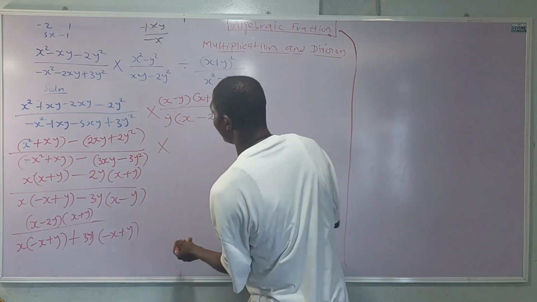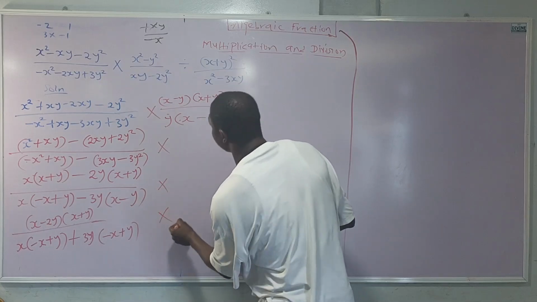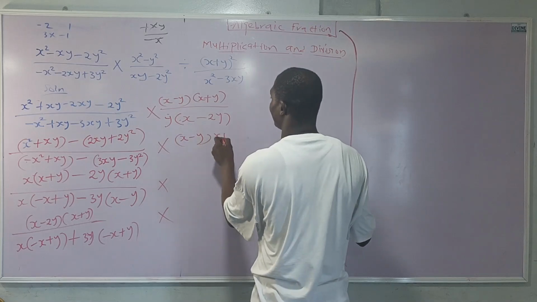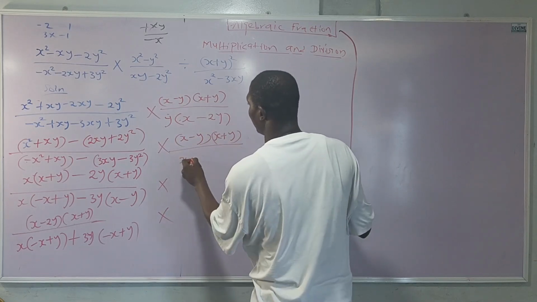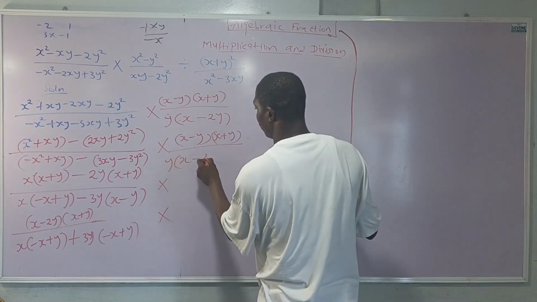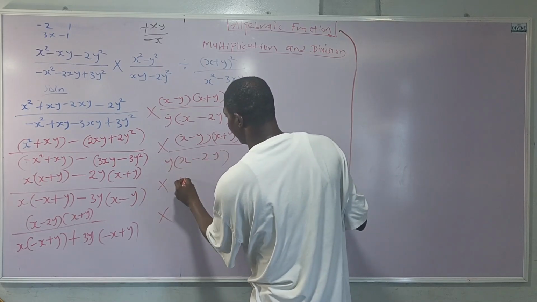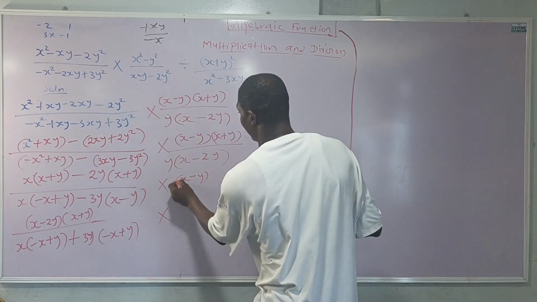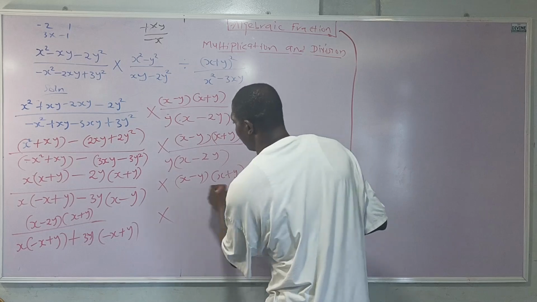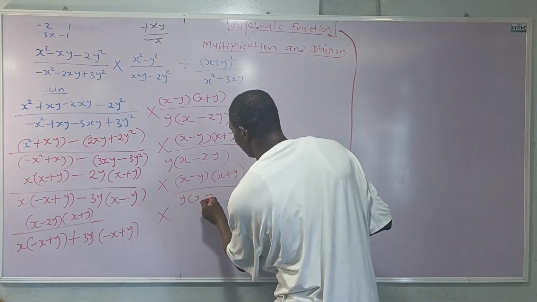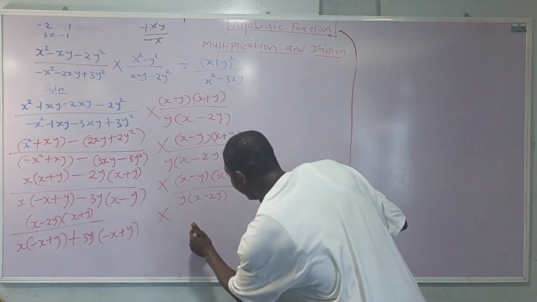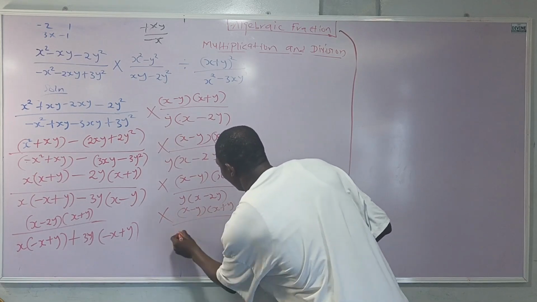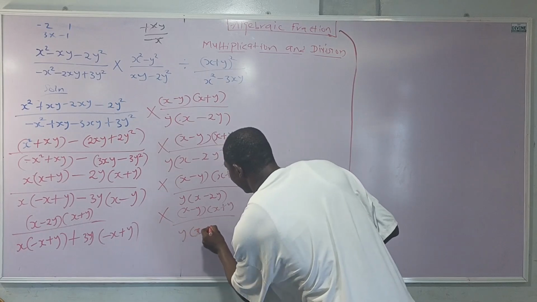This continues till we get to this position. This will give me x minus y and x plus y. Also x, y bracket x minus 2y. So we have the same thing, x minus y and x plus y, all over y bracket x minus 2y. And x minus y bracket x plus y, all over y bracket x minus 2y.